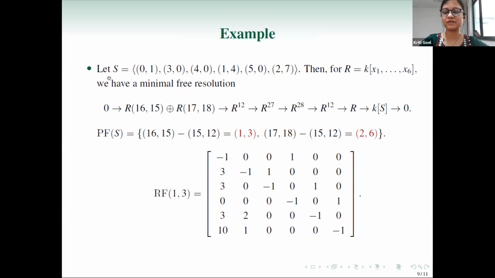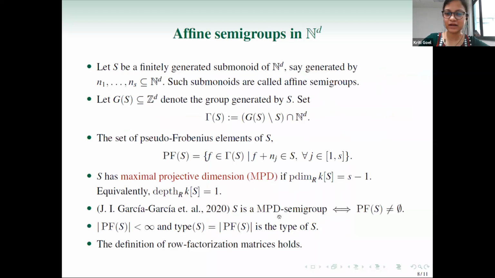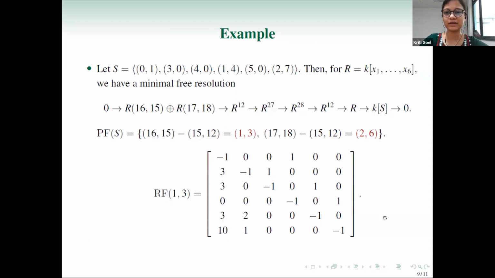So we have this affine semigroup, which is generated by these 6 tuples. This means we can form a semigroup ring R, which is the quotient of this polynomial ring k[x1 up to x6] over the defining ideal. This is our k[S]. Now, the proof of this result, which says S is MPD if and only if the set of pseudo-Frobenius elements is non-empty, actually gives a very nice construction of pseudo-Frobenius numbers using the resolution of the semigroup ring as a module over the polynomial ring. And this is the kind of construction that we'll be using here.